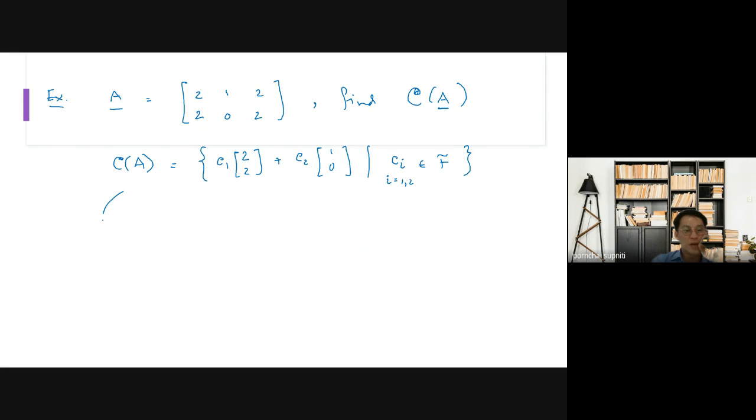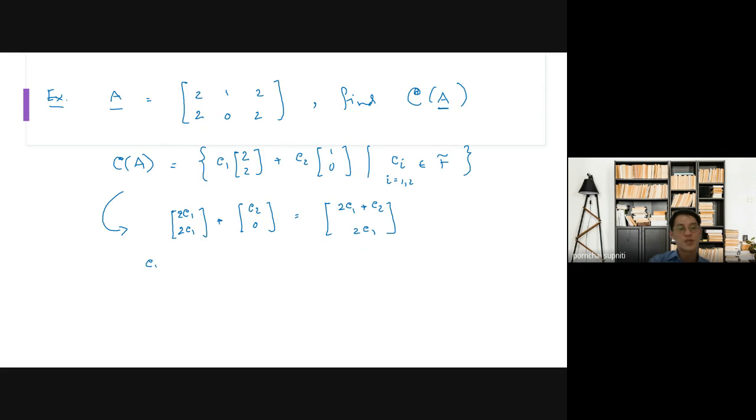Or if you want to write it out very explicitly, we can write it as C1 times (2, 2) plus C2 times (1, 0), which is equal to (2C1 plus C2, 2C1). So for any numbers C1 or C2, if you replace them with numbers, you can get the whole column space.